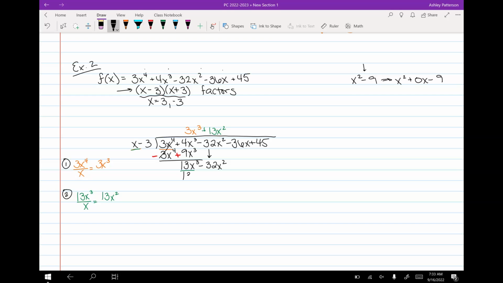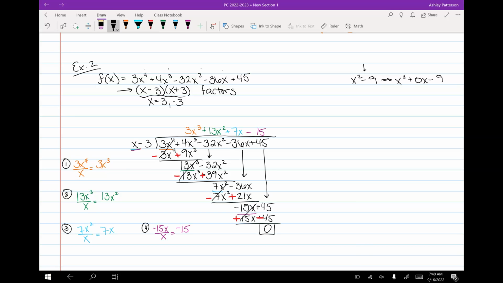And then we multiply through. So we get 13x cubed minus 39x squared. And then we change the signs. Okay, so what I'm going to ask at this point is that you pause the video and you divide the rest of this through. Then come back and we'll see how you did.